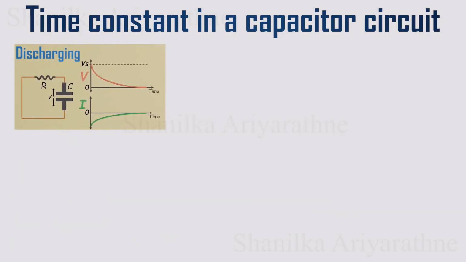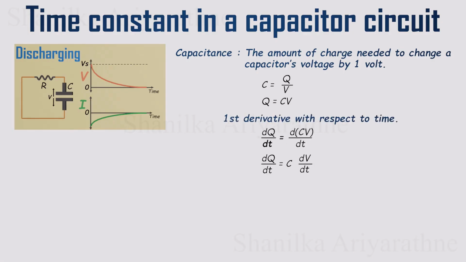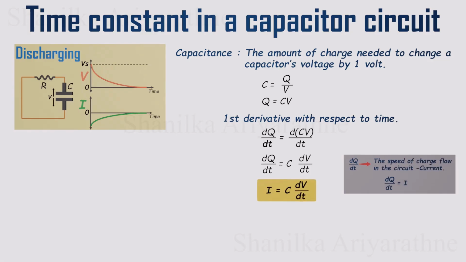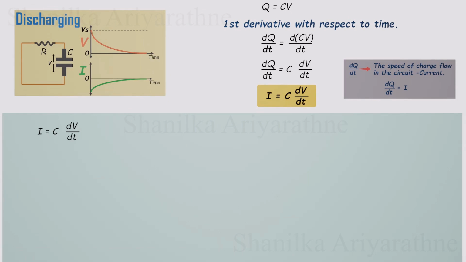In the last section, we learned how voltage and current are related in a capacitor. Now let's talk about how a capacitor discharges and do the math behind it. We'll start with the basic formula. Q equals C times V. That means charge equals capacitance times voltage. Now, let's take the time derivative of both sides. Since current is the rate of change of charge, we get current equals capacitance times the rate of change of voltage. We've already seen the basic relationship, so let's move on.